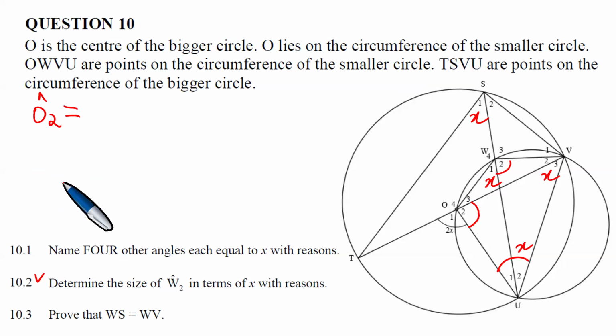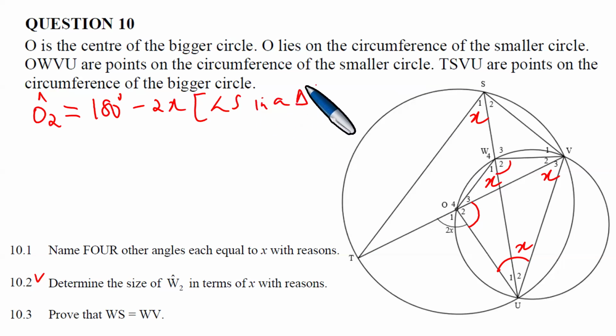O2 is equal to 180 minus x as well, minus 2x, 180 degrees minus 2x. Why? Okay, yeah, 180 minus 2x because of the sum of angles in a triangle. Angles in a triangle. Good. And then O2, you know this one is 180 degrees minus 2x. O2 and W2.